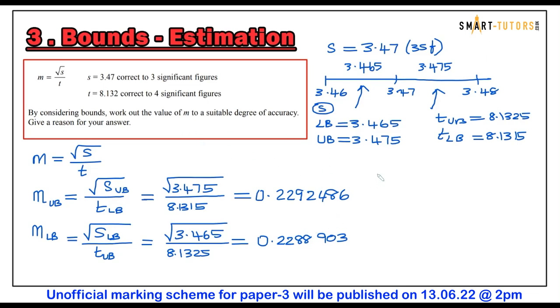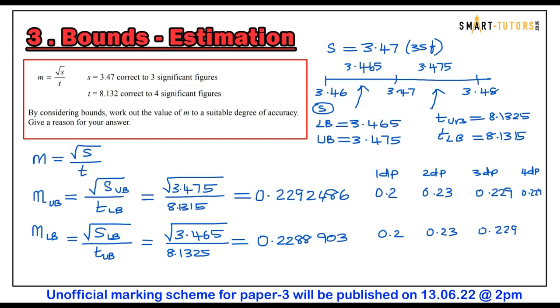Right? Now the decision making is the suitable degree of accuracy. If you approximate to 1 dp, this answer is going to be 0.2, and this answer is going to be 0.2 as well. If you approximate to 2 dp, 0.23, and this one, 0.23, right? And if you approximate to 3 decimal places, it's going to be 0.229, and here this is going to be 0.229 also, right?